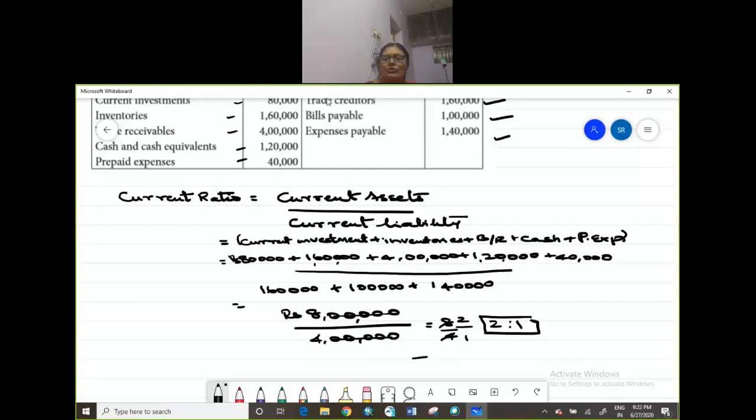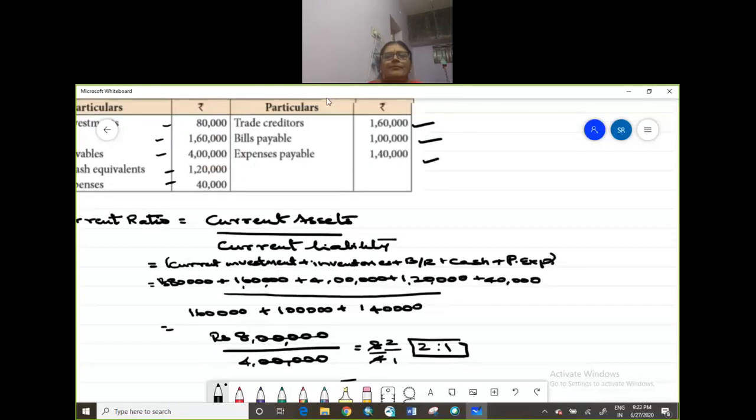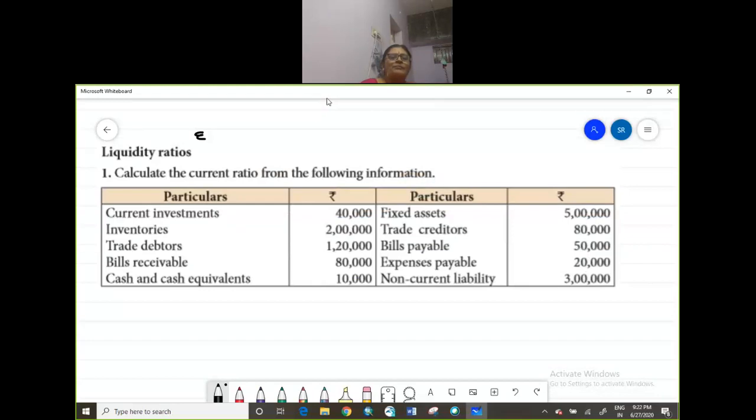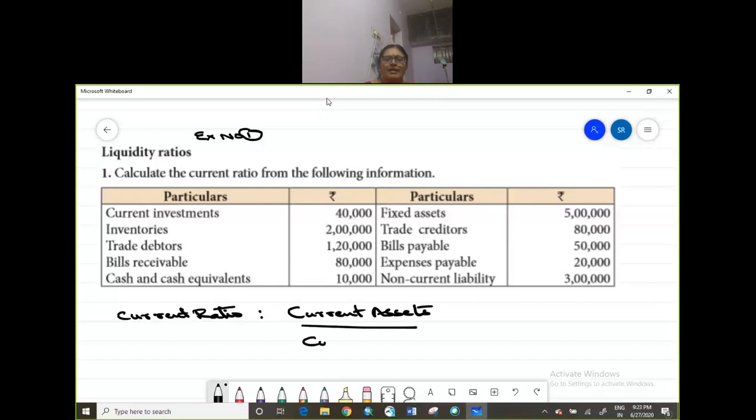Fine. Now next we will go to our exercise problem. I'll teach you how to do exercise problem number 1. Calculate current ratio from the information given. Now what is current ratio? Current assets by current liability.